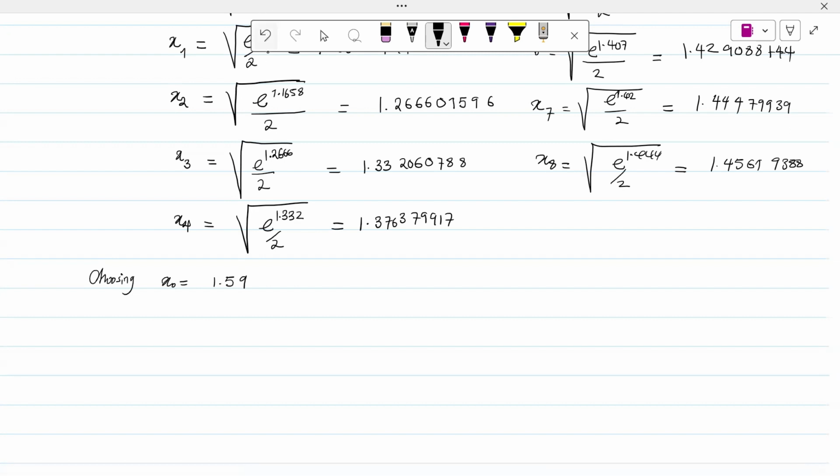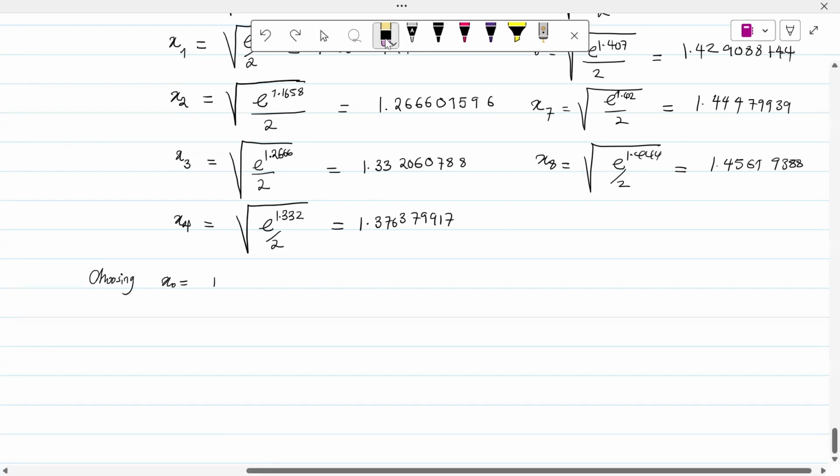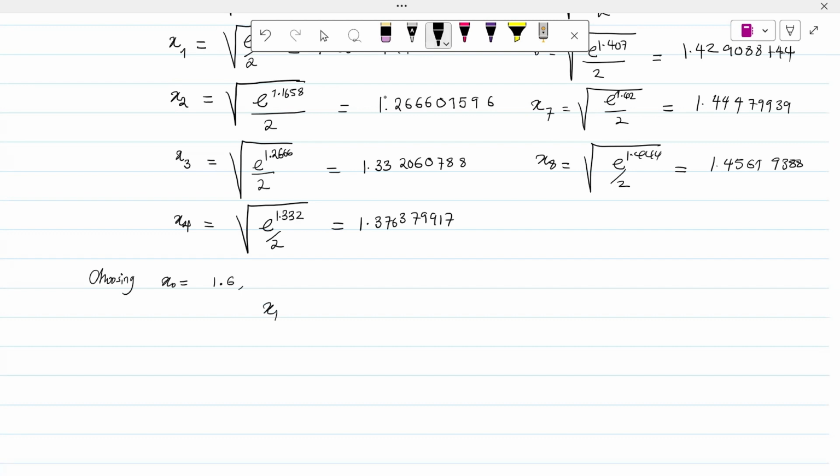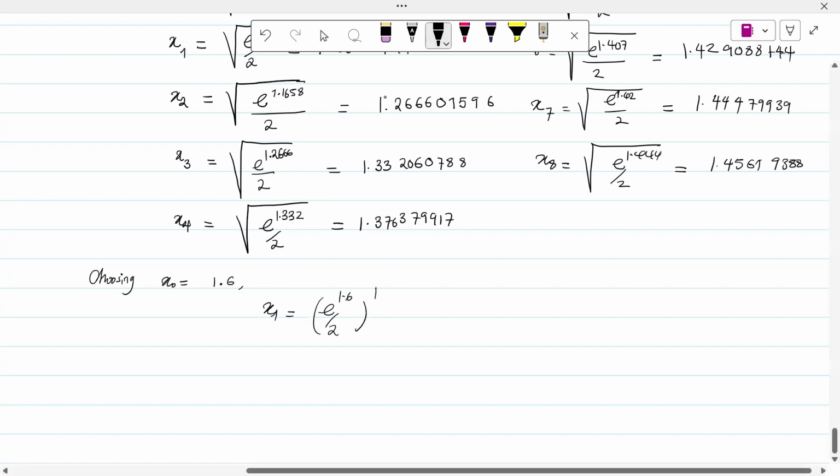What if we make it 1.6? Let's make it 1.6. Okay. So if we make it 1.6, let's see what first value we're getting. So we're going to say x1 will be equal to e to the power 1.6 over 2. I think the value that we're supposed to get here should be less than 1.6 itself. Are you getting something less than 1.6? Because if you get something greater than 1.6, then we are diverging.